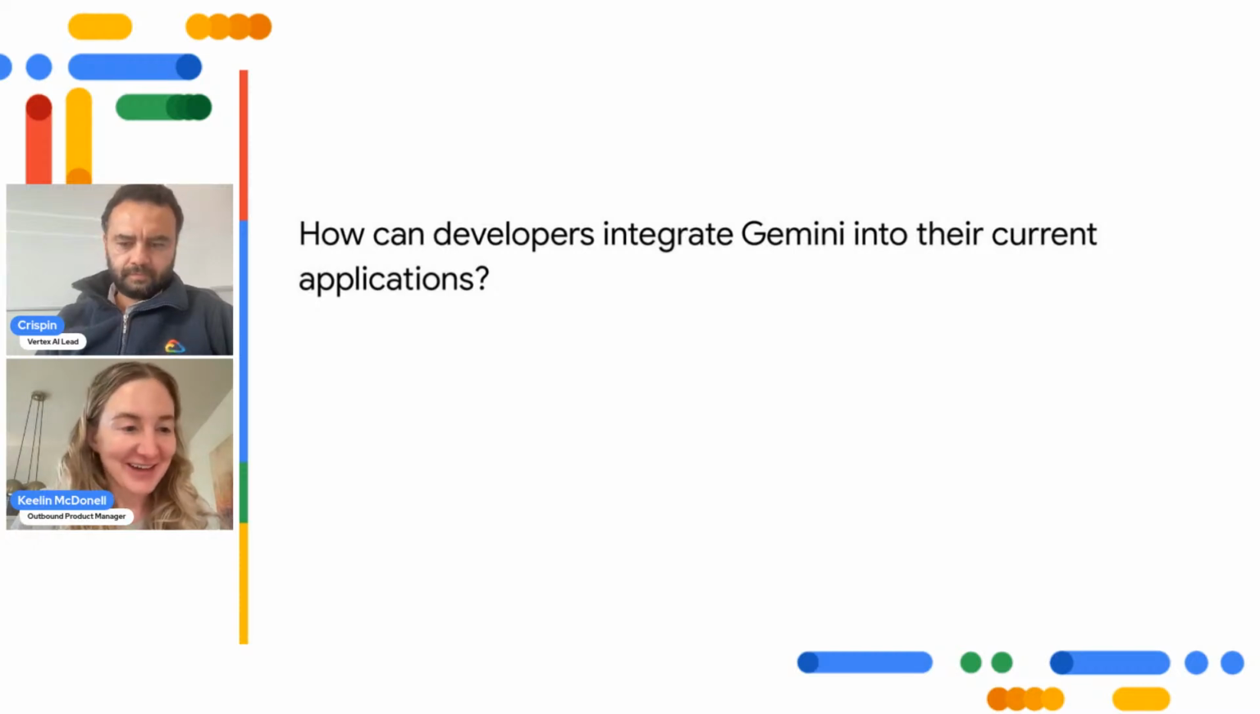In the last 10 minutes here. So first question is, how can developers integrate Gemini into their current applications? And I did get a couple questions in the chat about this, and I'll give you guys a quick verbal answer here as well. So the goal of a lot of the changes we made around developer experience for Gemini is to make it more cohesive with the rest of Google's developer experience or developer ecosystem.